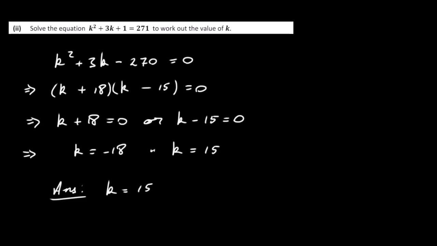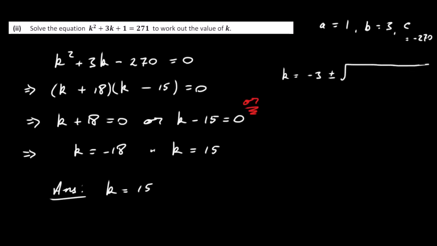Now as I say, the other way of doing that is just using the minus b formula, so I'll just quickly run through that. Let's see, we've got a is equal to 1, you've got b is equal to 3, and you've got c is equal to minus 270. So it's minus b, so we've got k here is going to be equal to minus 3 plus or minus the square root of b squared, so 3 squared, minus 4 times a times minus 270, which is c, all over twice a.